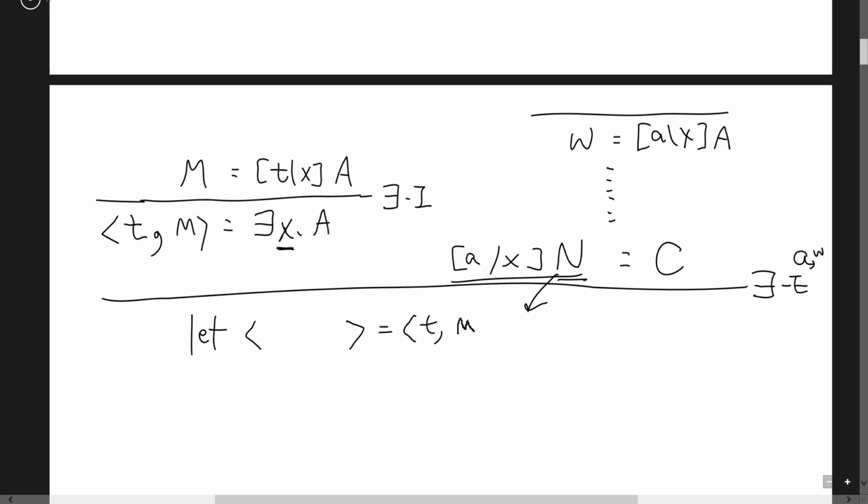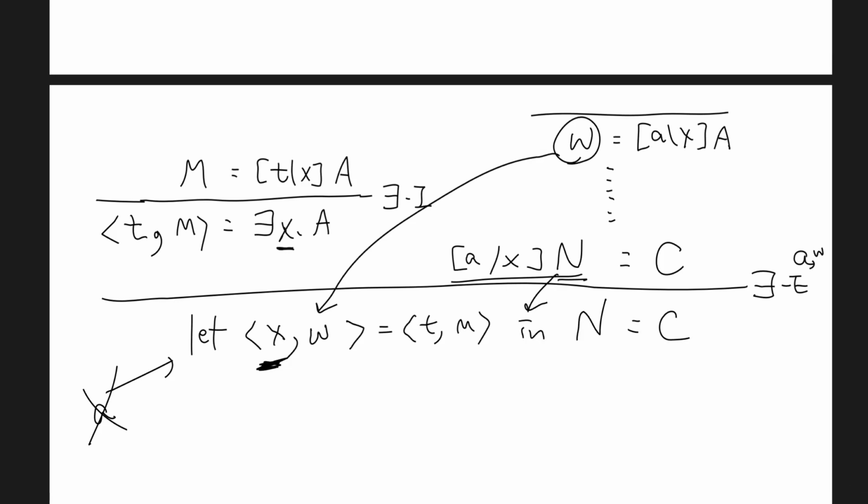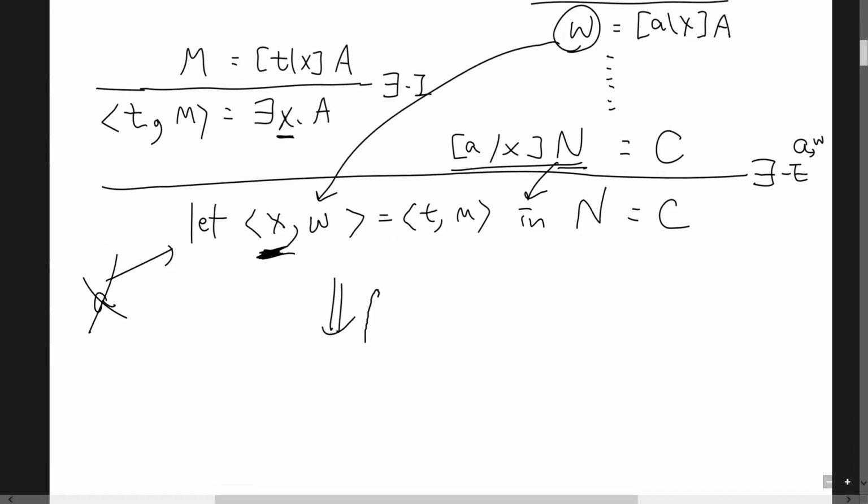Then the proof term is, we assume that the witness is X, not A, because we cannot use A anymore here. So we assume that the witness is X, and the proof that witness X satisfies some property is a W. So W comes from here, and then we can show that N has a type C. So this is the existential elimination rule.